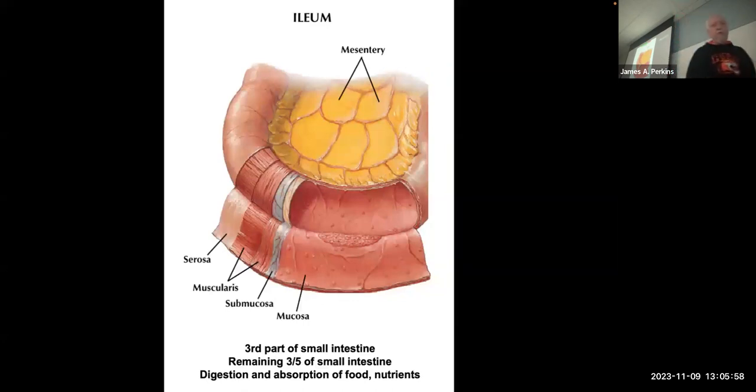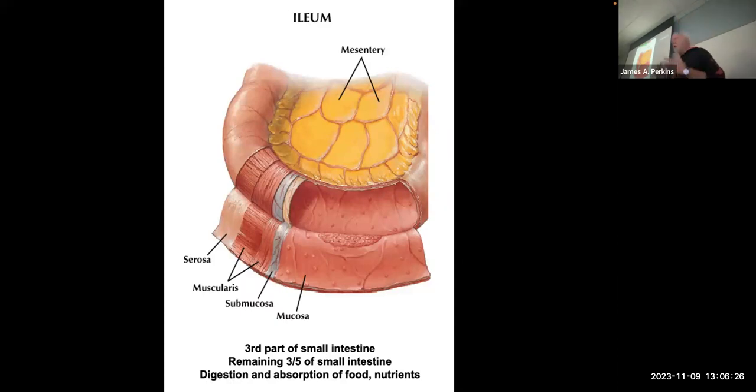Next section of small intestine is the ileum. This makes up about 3/5 of the length of the small intestine, so it's a little longer than the jejunum. It has the same layers. You see the mucosa. Now, in this illustration, you don't really see a lot of plicae circularis. In fact, there really aren't any plicae circularis evident here. You don't have any of those circular folds.